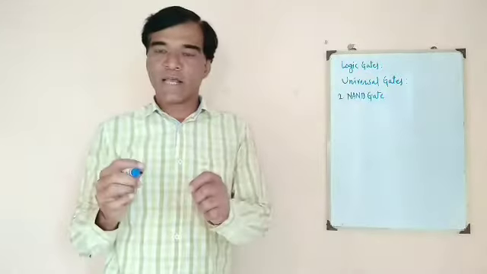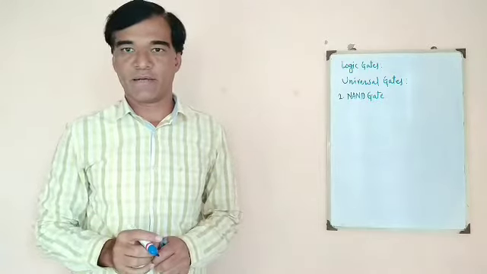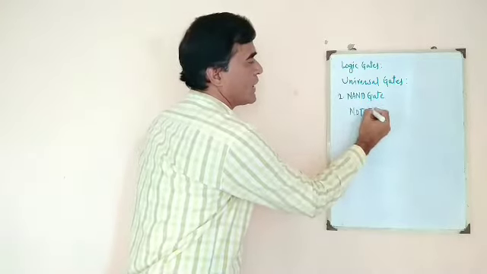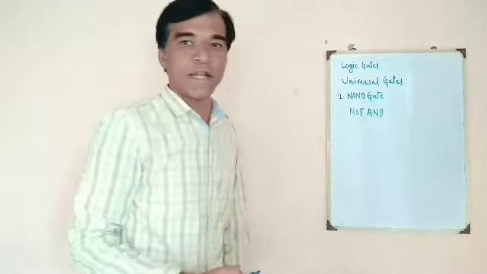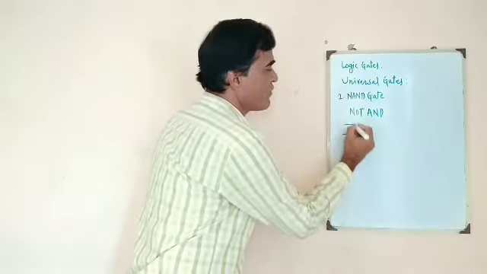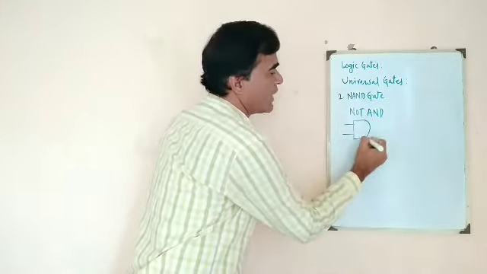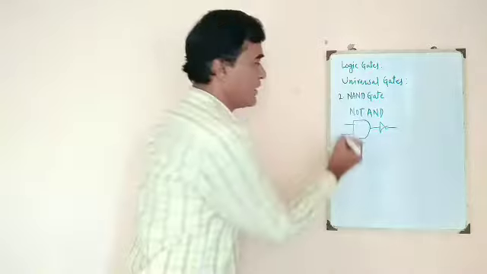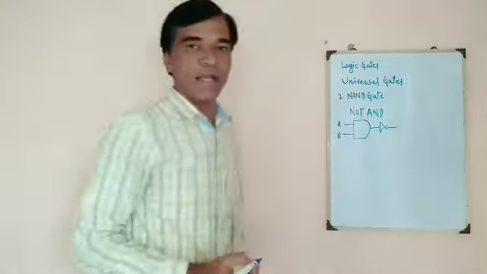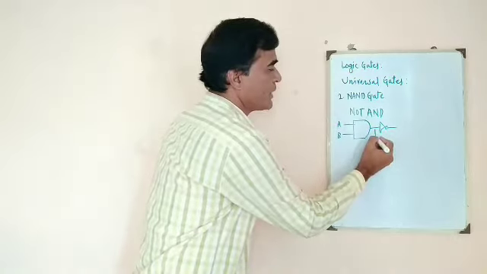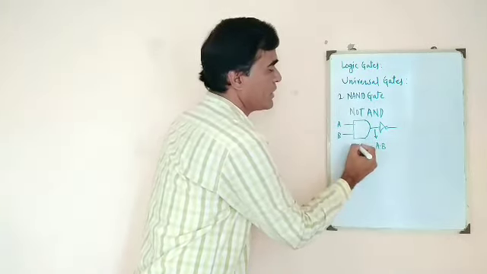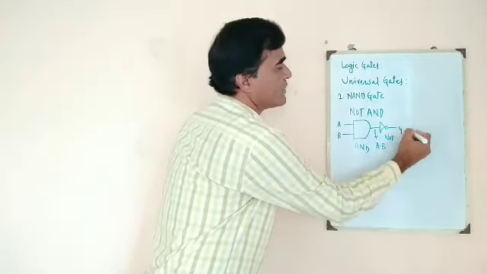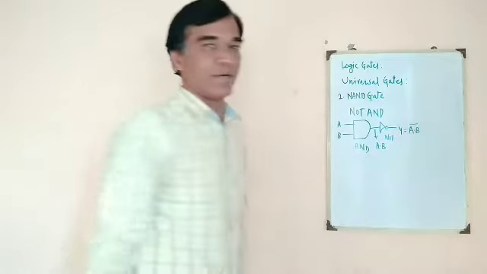The second universal gate is the NAND gate. The NAND gate can be thought of as a NOT AND gate. That is, it is a series connection of an AND gate and a NOT gate. NOT is connected after the AND gate. Inputs to the AND gate, let us say A and B. Intermediate output, we can say it is A dot B. So this is the AND gate. This is the NOT gate. The output Y I can write, which is equal to (A dot B) complement.